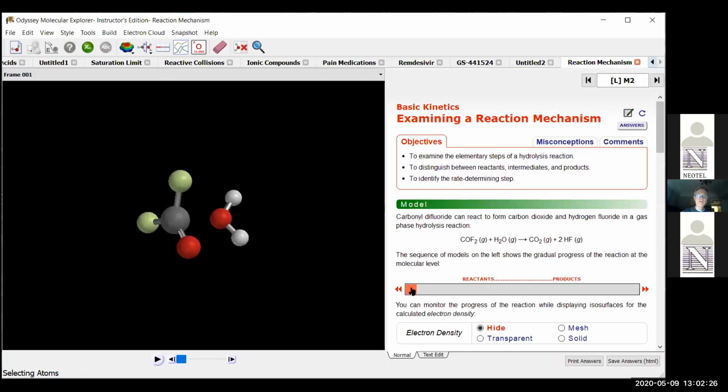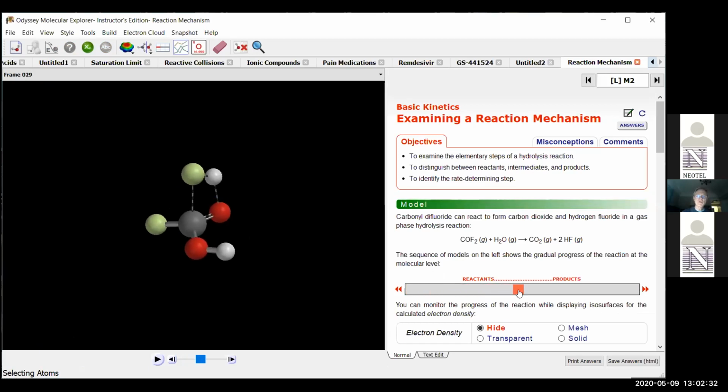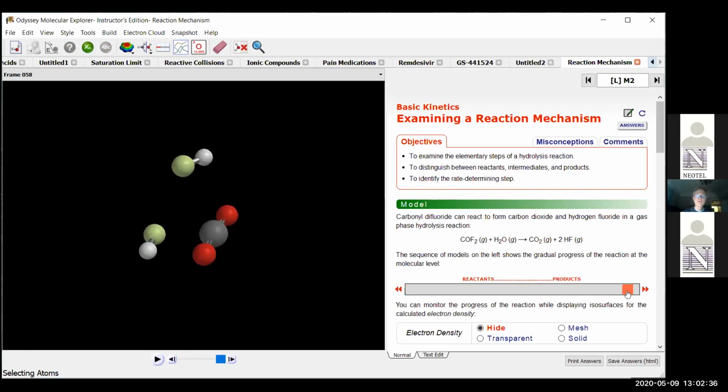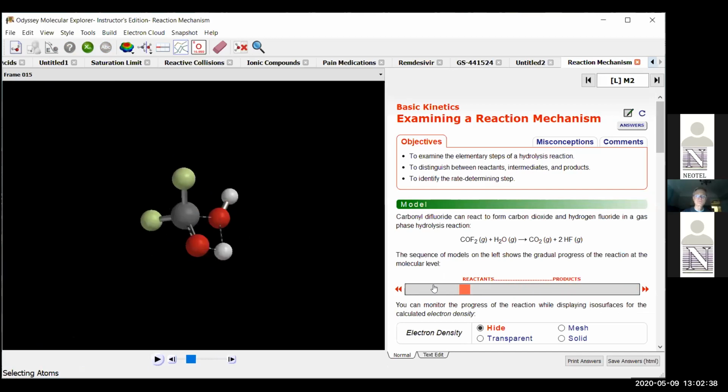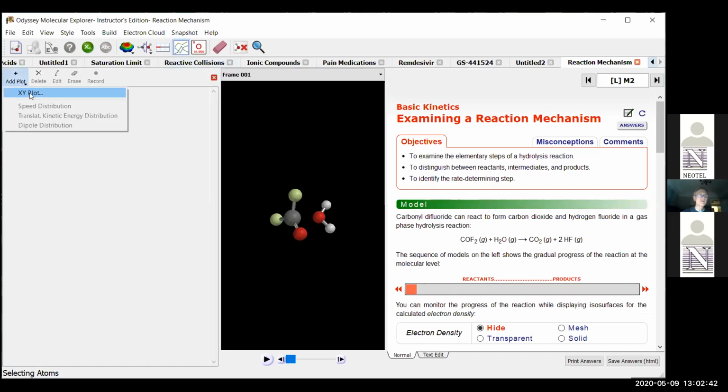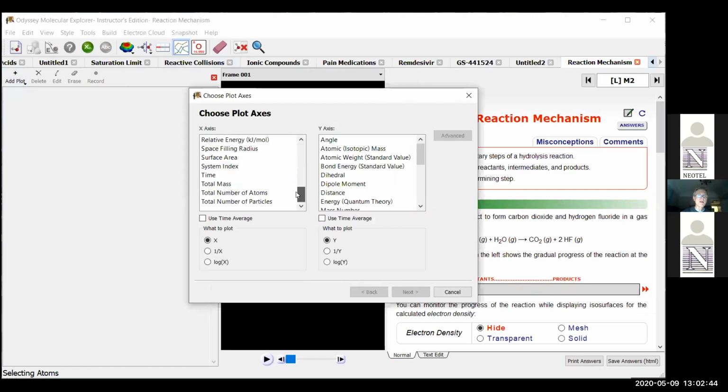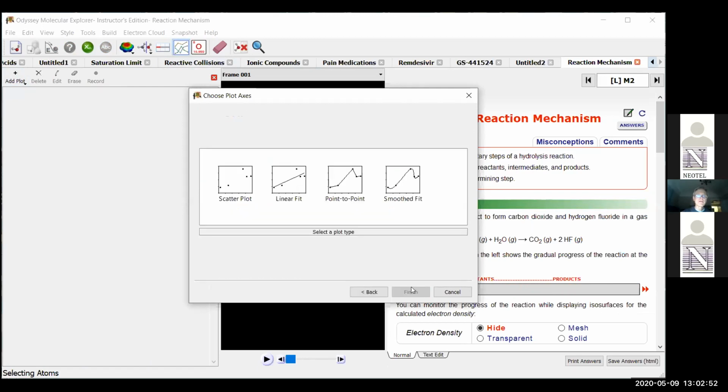This is an example which was calculated with Spartan, the hydrolysis of the fluorine equivalent of phosgene, COF2, giving you carbon dioxide and HF. And I can here do an XY plot with the reaction coordinate on the x-axis, put the relative energy on the y-axis, smooth fit.